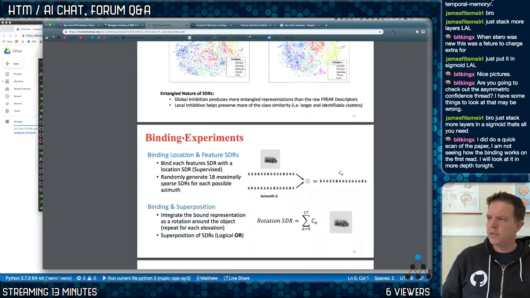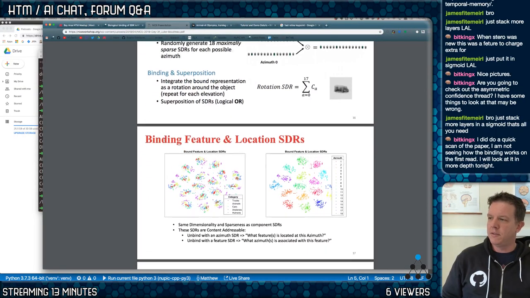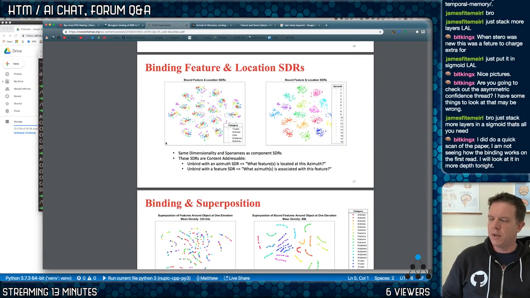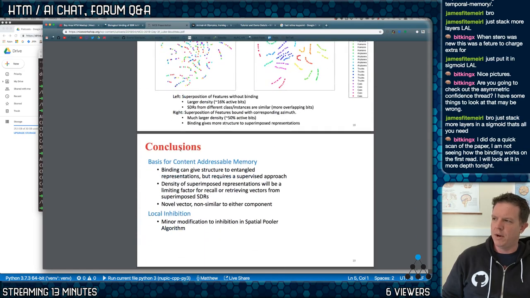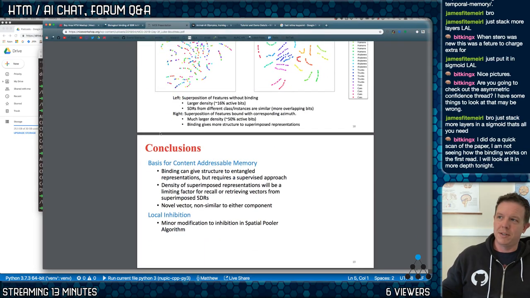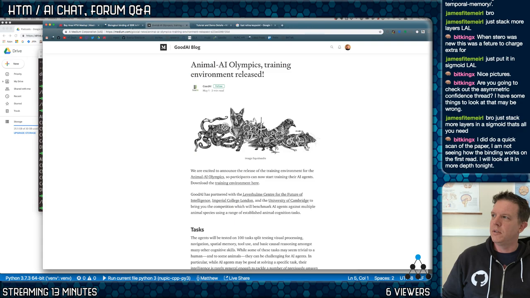Cluster analysis, binding experiments. I love seeing this stuff, even though I don't understand what it's doing. The ideas behind HTM are going to be behind a lot of things, and you can do a lot of stuff with it, I think. So, that is very cool.